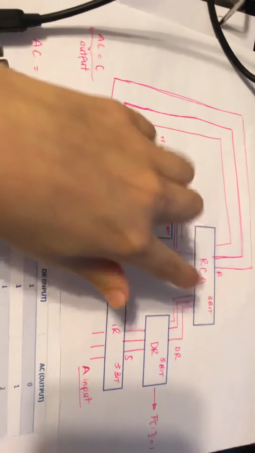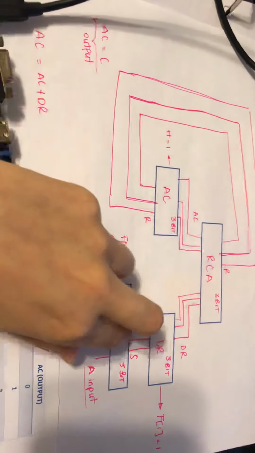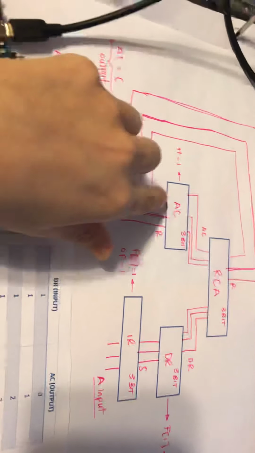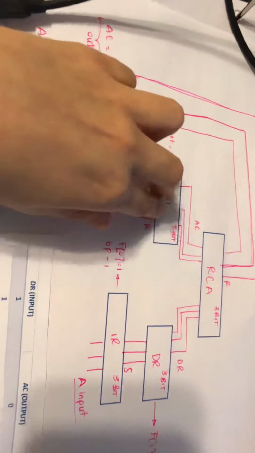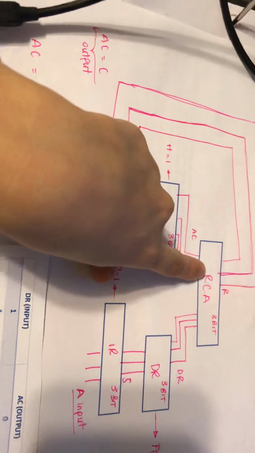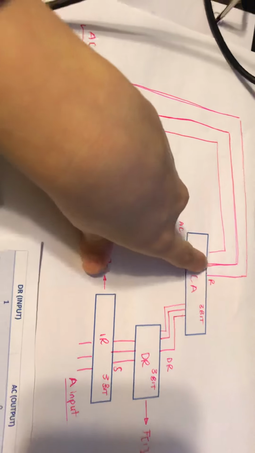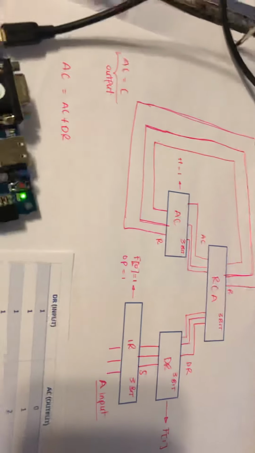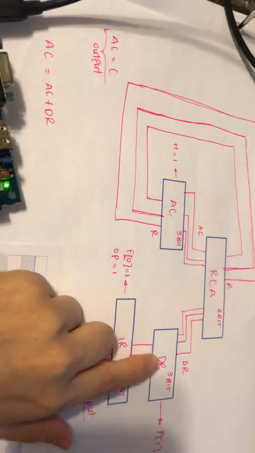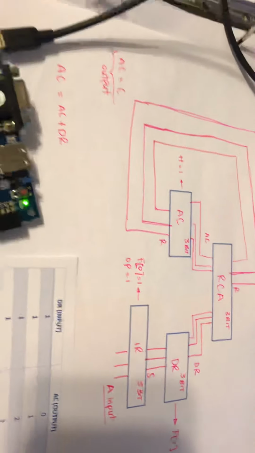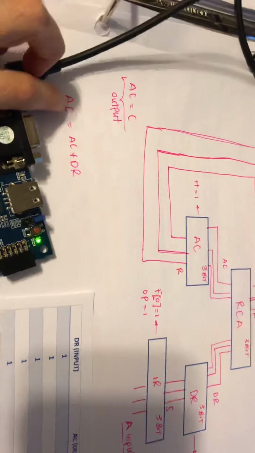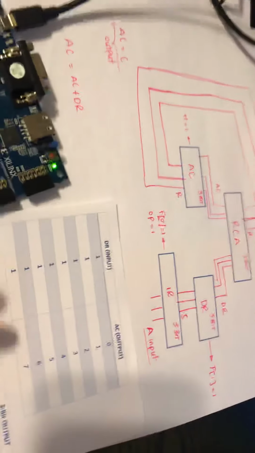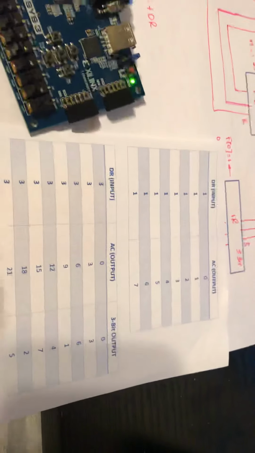Then the addition between the AC and the DR is going to be the input for the AC. So the outputs of the AC are going to be the inputs of the RCA, and the outputs of the RCA are going to be the inputs of the AC. So AC is always changing, DR is not changing, it stays the same. A better representation is AC is going to be equal to AC plus the DR values. So this is what we should expect as output.